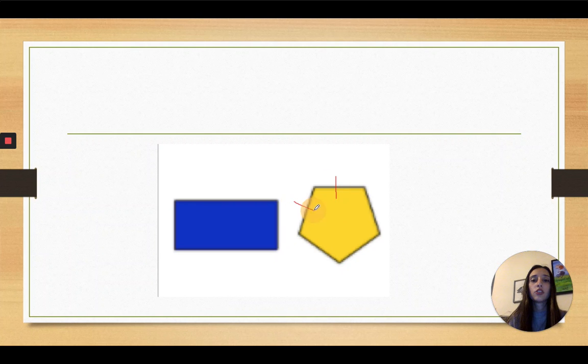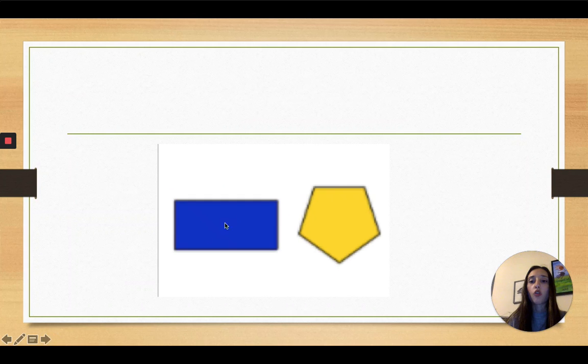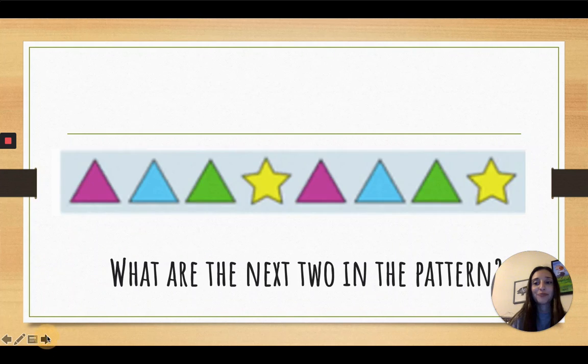1, 2, 3, 4, 5. And I know this is a rectangle and it has 4 sides. 1, 2, 3, 4. So when I'm looking at my pattern, I have rectangle, pentagon, pentagon. So what's going to be next? A rectangle and a pentagon. And if I kept completing it, I would know that I would have another pentagon here as well. So hopefully you were able to get that pattern.